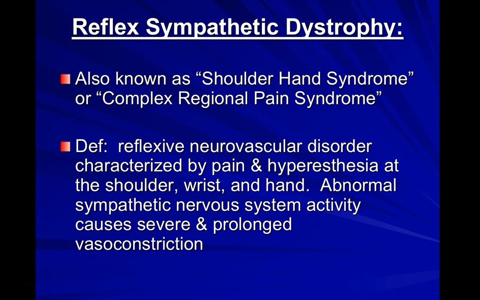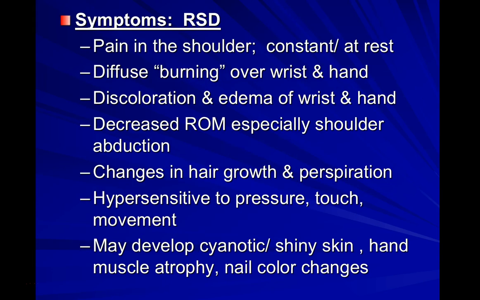Basically, this patient has significant upper extremity pain. They're also very, very hypersensitive. So they have hyperesthesia at the shoulder, even running down into the wrist, forearm, and the hand. And the strange thing about this is that it is actually a sympathetic nervous system issue. What is basically happening is vasoconstriction. So this patient has pain. The pain is pretty much constant and at rest.